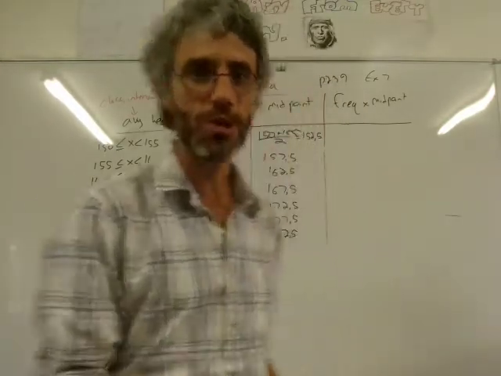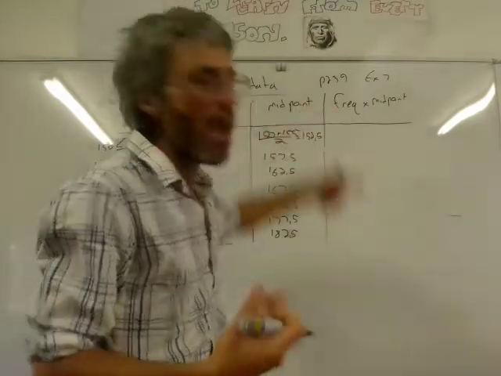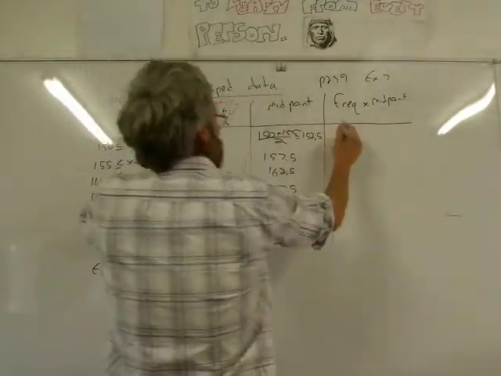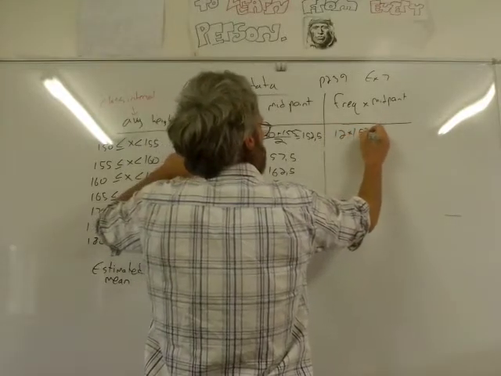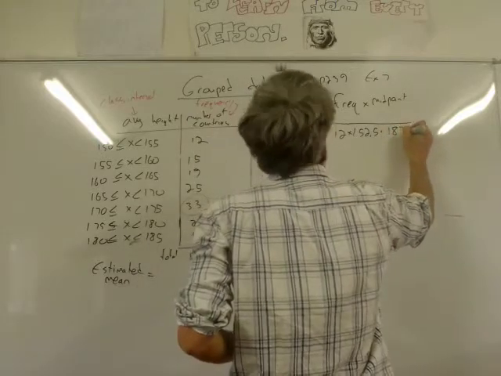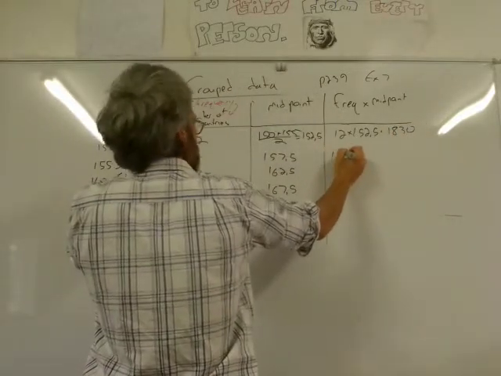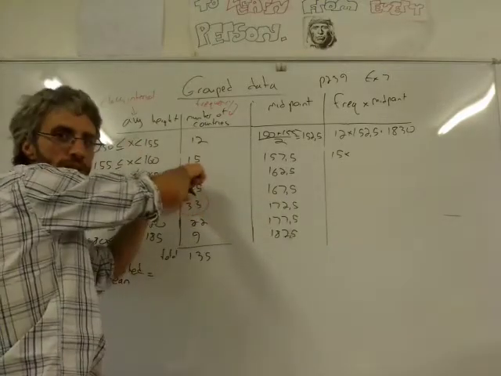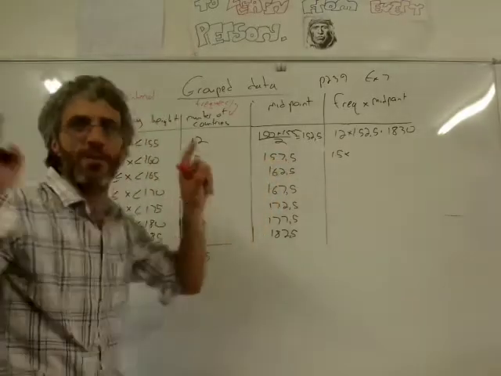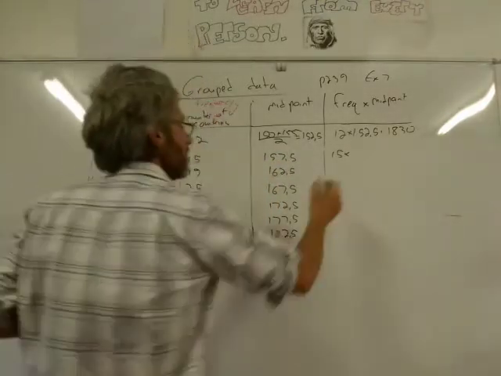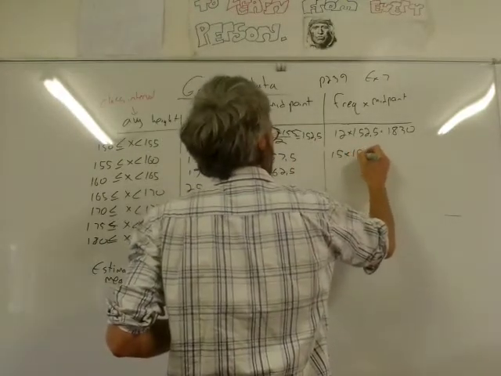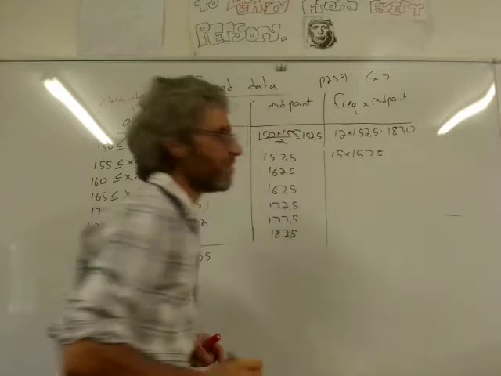And how do we do it? What we do is we calculate the weighting. And the weighting is the frequency times the midpoint. So I'm going to do 12 times 152.5, which is equal to 1,830. Then I'm going to do 15 times, I'm timing the frequency, the number of countries in this class interval, times the mean of that class interval, 157.5.